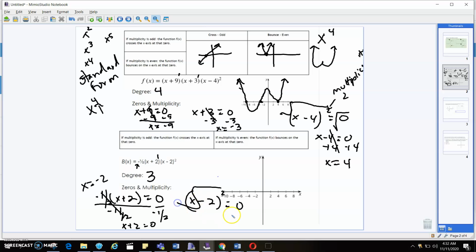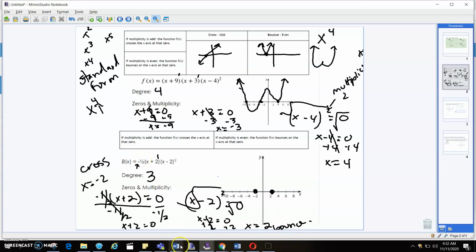Over here, take the square root. Add 2 to both sides. X equals 2. So there's going to be a point at x equals 2 and x equals negative 2. Now, x equals negative 2 has a cross. And this one has a bounce. And remember, this is a third degree polynomial.